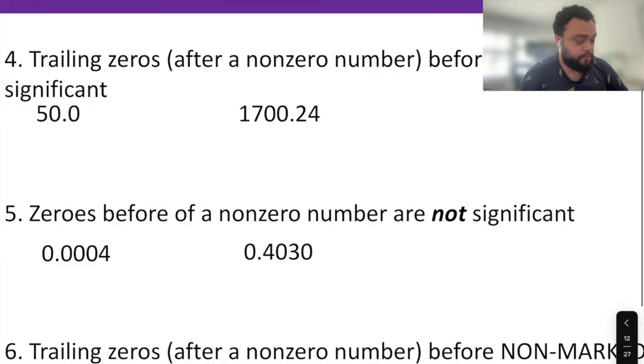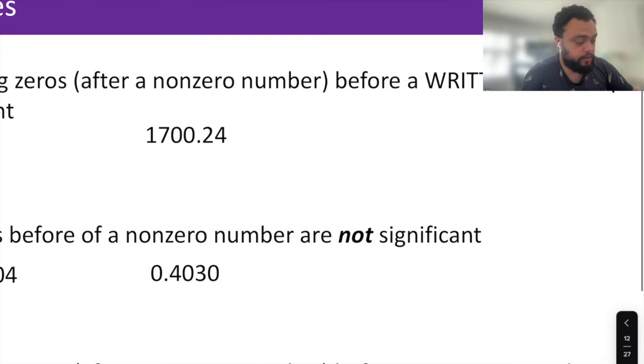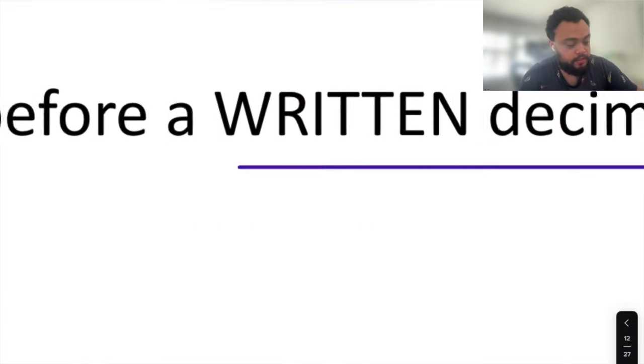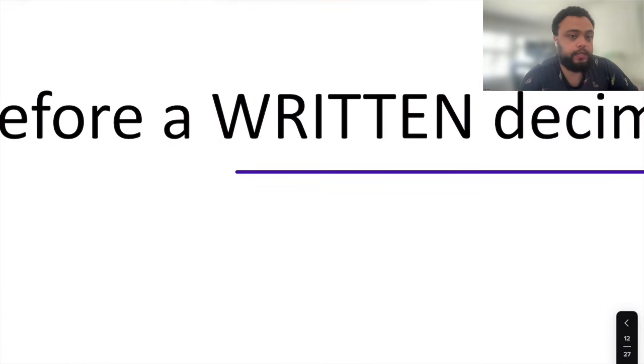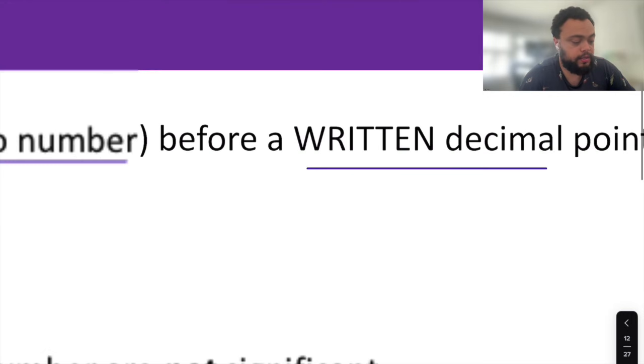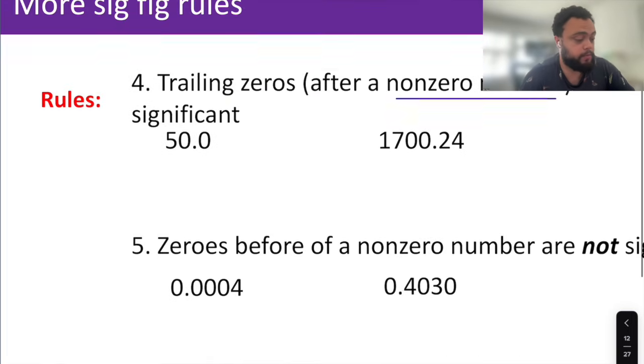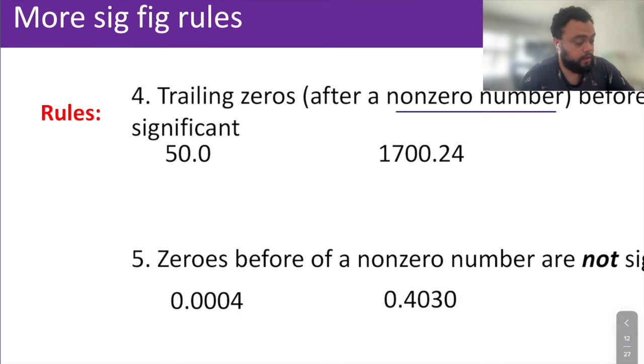Trailing zeros. So after a non-zero number, but before a written decimal point. Now, you see how this is capitalized, written decimal point. That's important. A written decimal point is different than just a decimal point, right? A written decimal point is going to be one that is physically present. And we're going to see that.